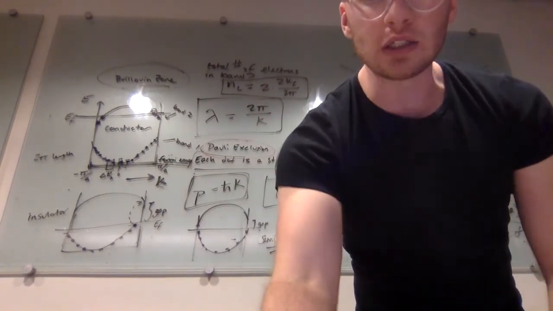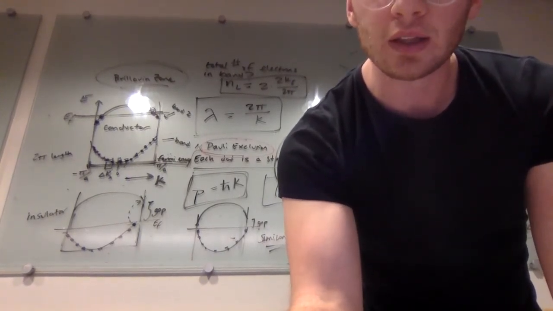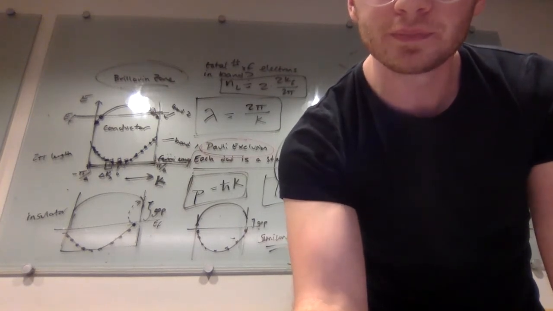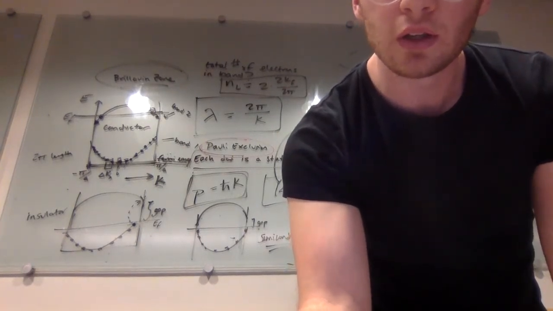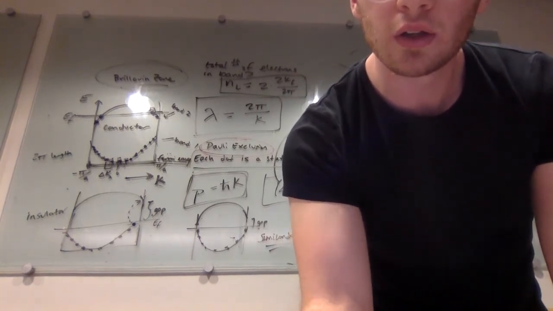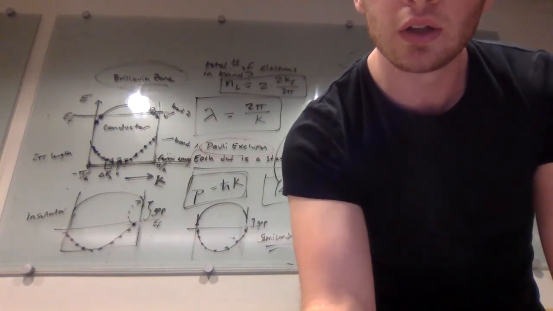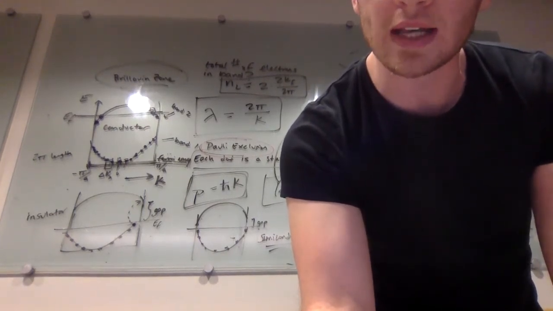Did he talk about the types of semiconductors? Refresh my memory. What are they? Hold on. There's an N type and P type.